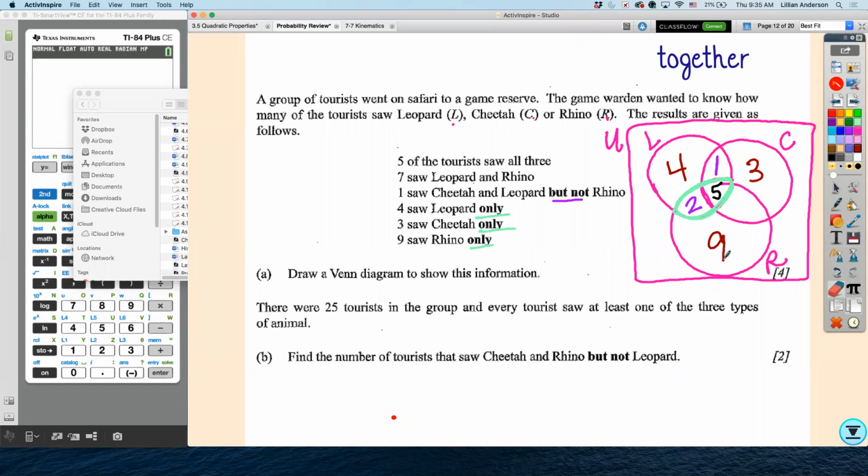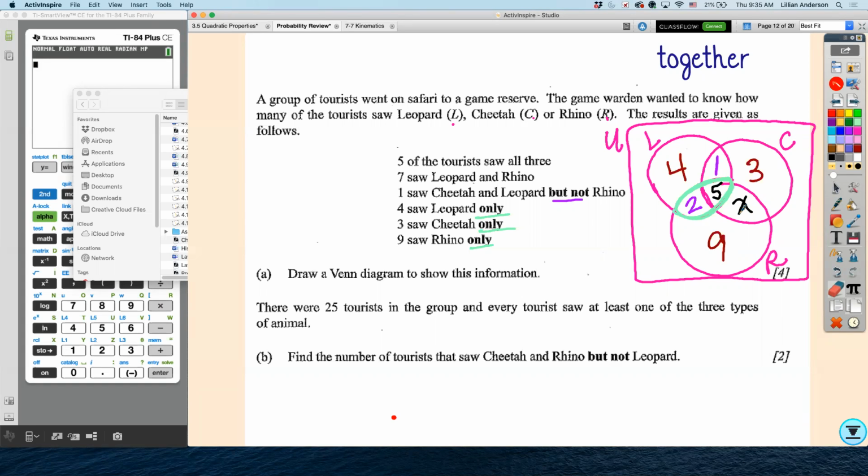There were 25 tourists in the group, and every tourist saw at least one of the 3 types. So 25 tourists, they saw at least one. So there's nobody in the universal set. Nobody went to see gorillas or something. So then how many tourists saw cheetah and rhino, but not leopard? In other words, this missing spot right there. How do I find that out?